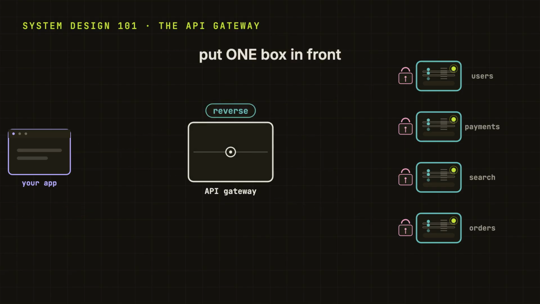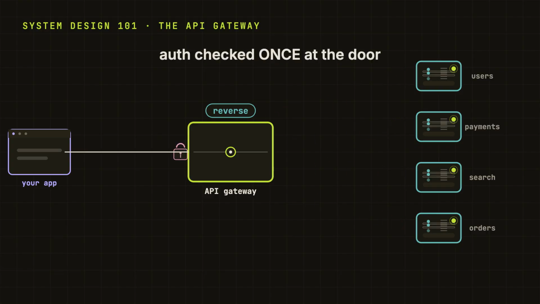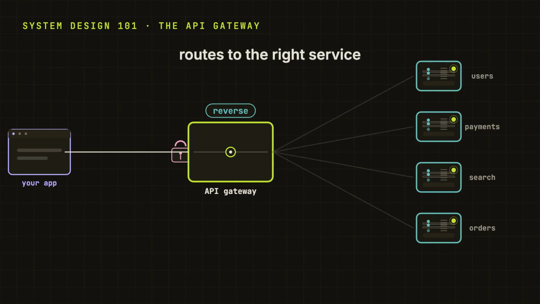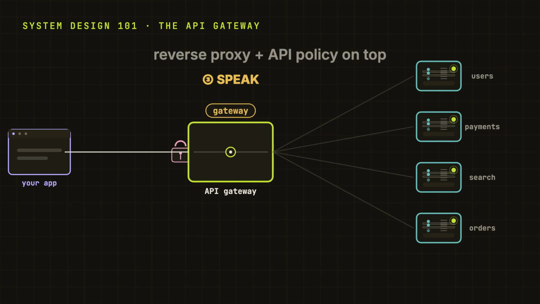So you put one box in front of all of them, an API gateway. And now the phone just makes one call to one address. The gateway checks who you are once, right at the door. It enforces rate limits, so one user cannot hammer everything. It routes each request to the right service. And it can even combine several services' answers into a single response, so the phone is not making four trips. It is a reverse proxy, the same box that also happens to speak API. So it does everything a reverse proxy does, plus this API level policy on top.